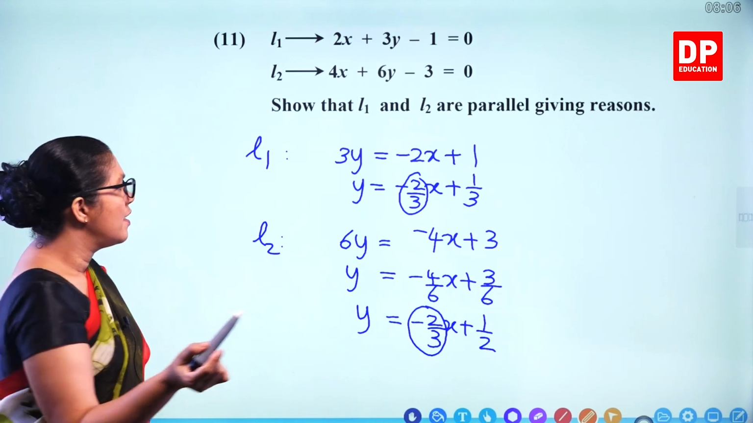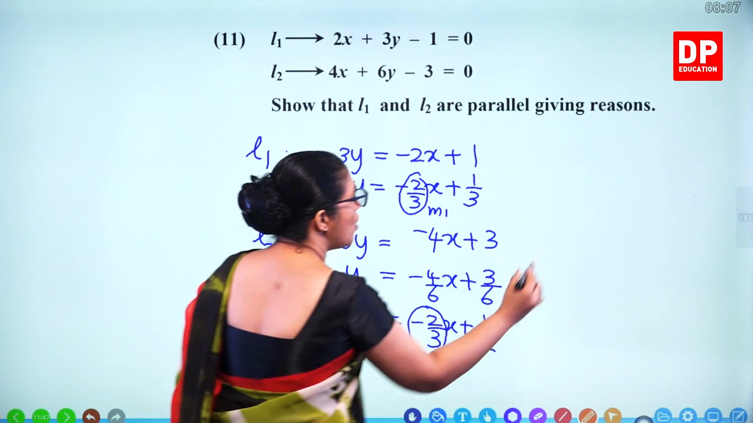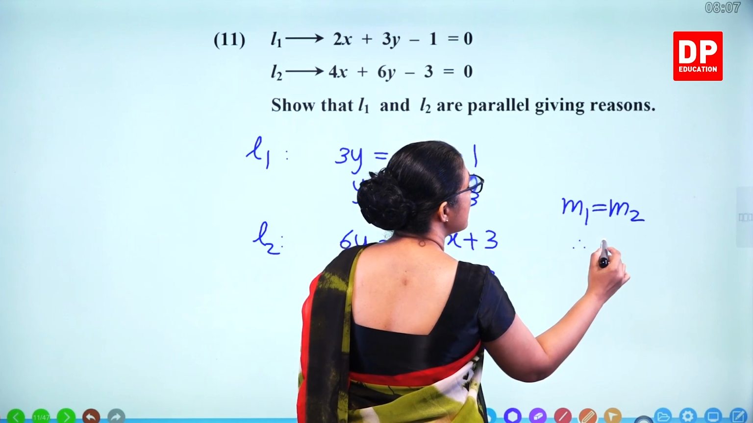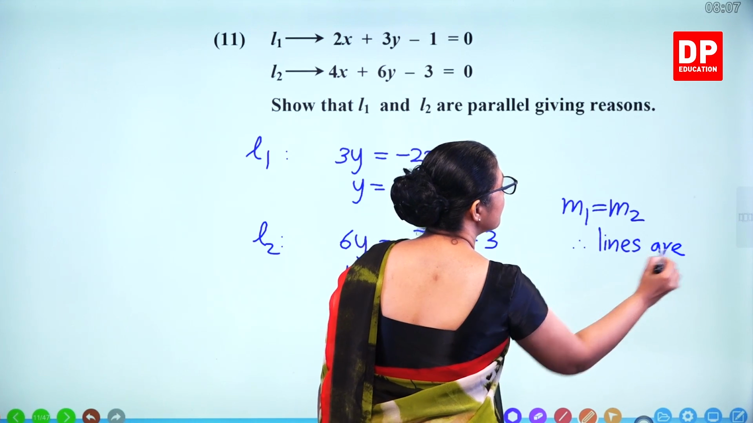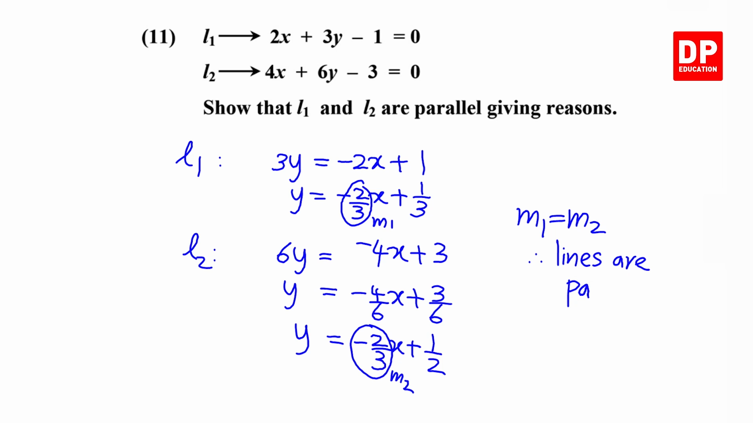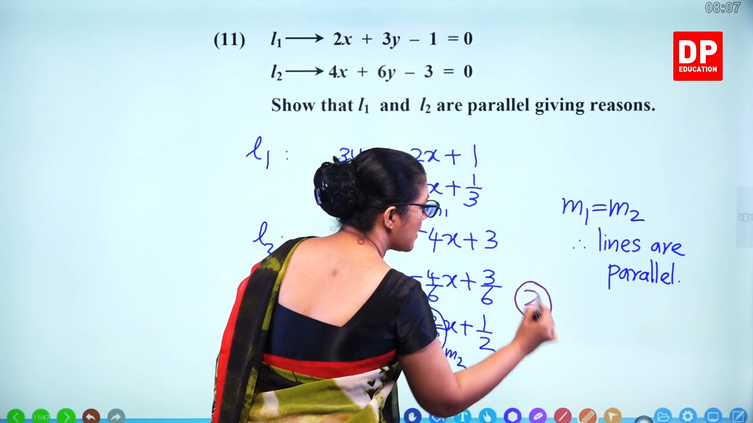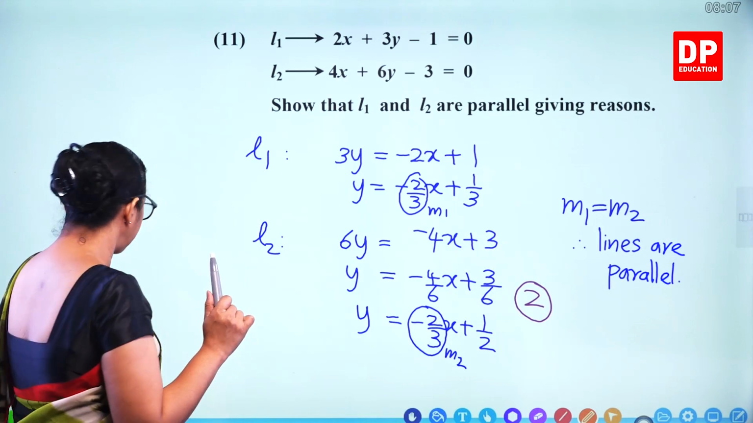Gradients are the same. So you can write this is m1, m2. m1 is equal to m2. So that means lines are parallel. So 2 marks for that, showing that the 2 lines are parallel because of same gradient.